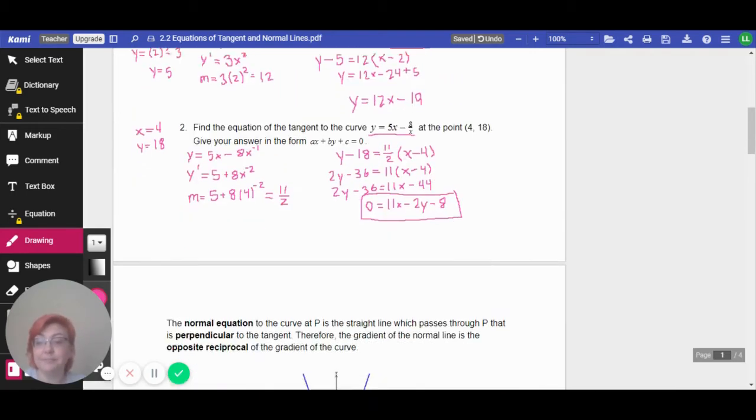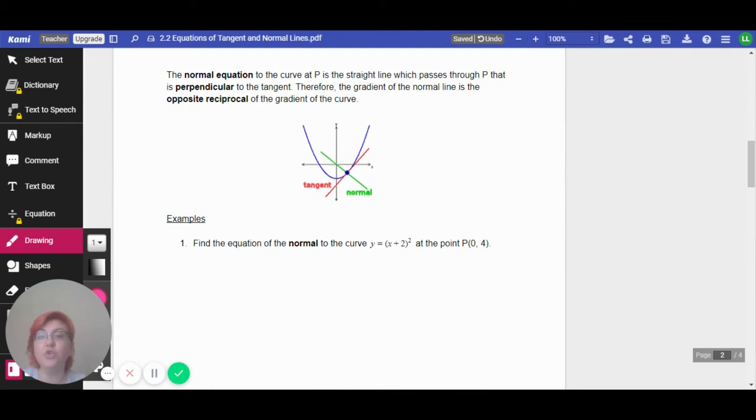All right, now that's finding the equation of a line that is tangent to the curve at a given point. Let's talk about the normal equation to the curve. So right there at that point of tangency for the tangent line, you can draw a straight line passing through P that is perpendicular to the tangent. So the gradient of the normal line must be the opposite reciprocal of the gradient of the curve.